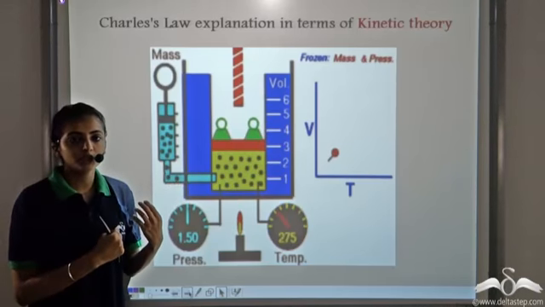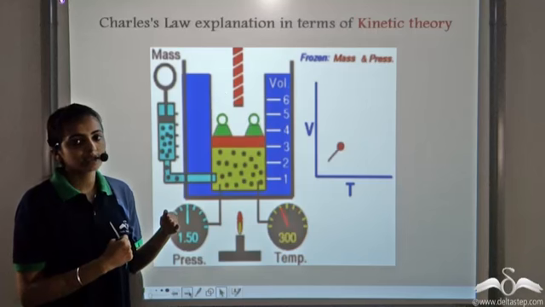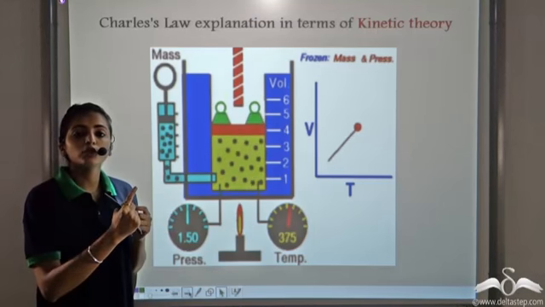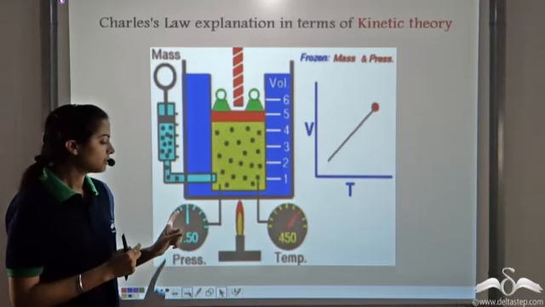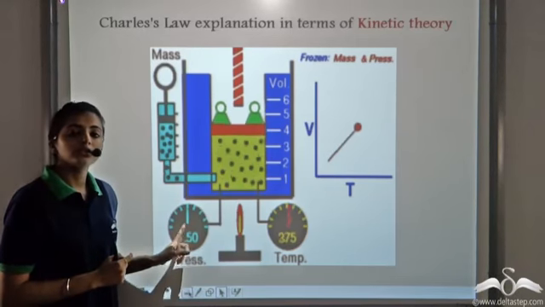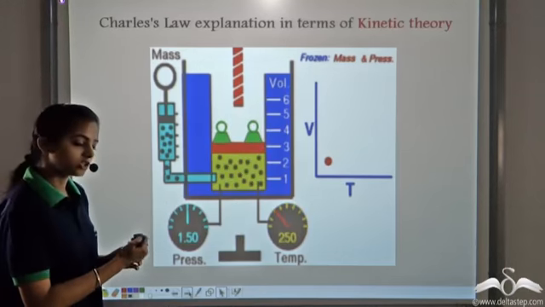If we decrease the temperature, the kinetic energy decreases, and the speed of the particles decreases. This means the number of strikes or the number of hits per unit time has to decrease. Since pressure is constant, this is possible only for a lesser volume. So let's revisit.